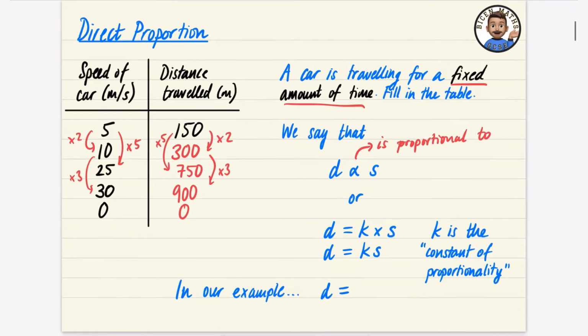Now the other way that you might write this is that D equals K multiplied by S, or D equals KS. And K is the constant of proportionality. K, as it is just a constant, is just going to be a number.